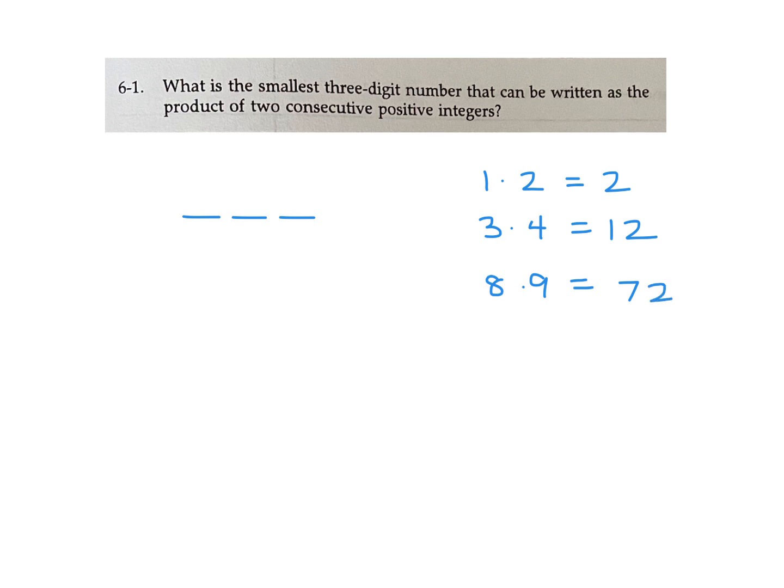Okay, we're getting bigger. Let's see, 9 times 10 would be the next one. That's 90. How about 10 times 11? That's 110. And that is, I guess, the smallest three-digit number that can be written as the product of two consecutive positive integers.